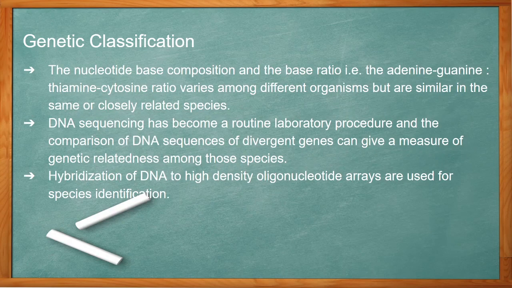The nucleotide base composition and the base ratio, that is, the adenine plus guanine to thymine plus cytosine ratio, varies among different organisms but is similar in the same or closely related species. DNA sequencing has become a routine laboratory procedure, and the comparison of DNA sequences of divergent genes can give a measure of genetic relatedness among those species. Hybridization of DNA to high-density oligonucleotide arrays is used for species identification.